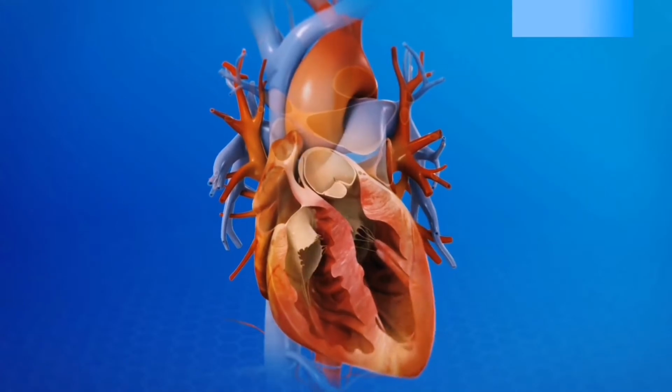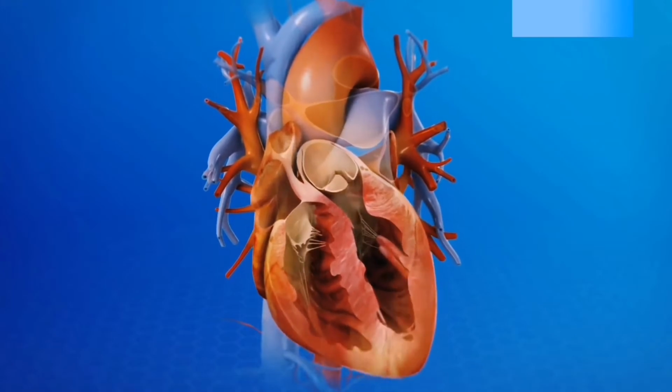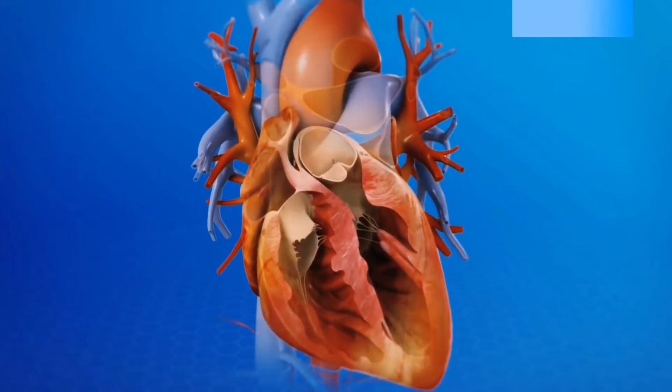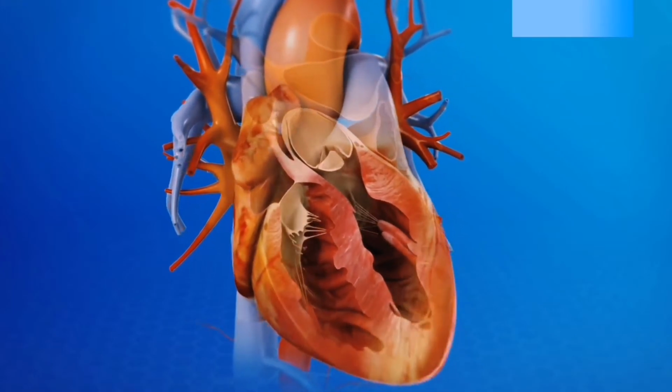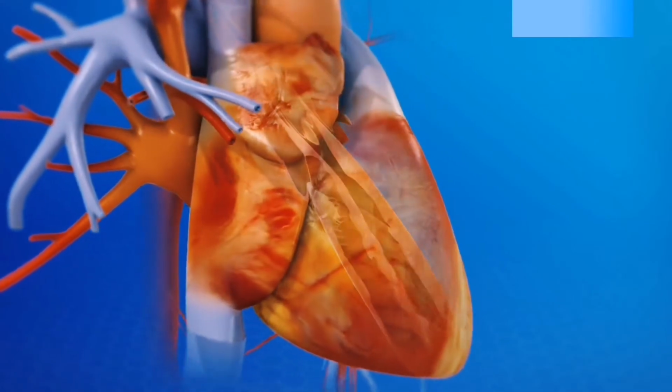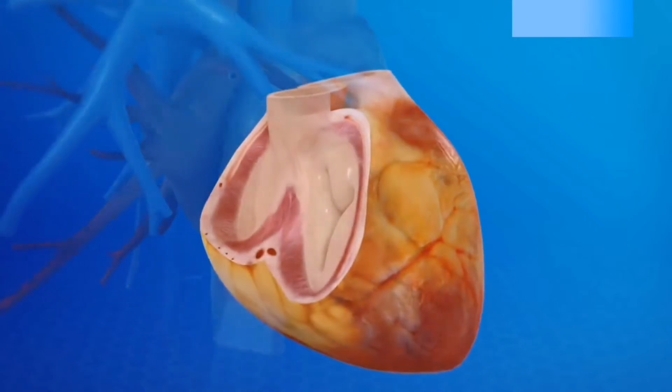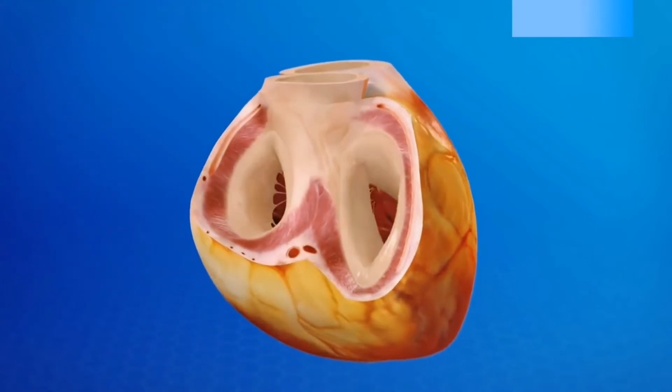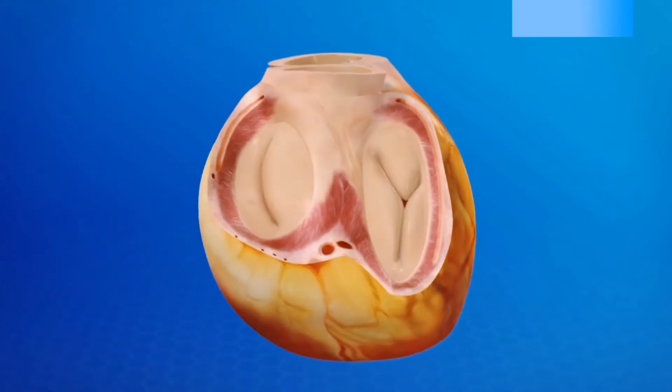Now, let's take a closer look at the valves. All of the heart's valves allow blood to flow one way, but not the other. They open to let blood pass through and then quickly snap shut. They keep blood moving in the right direction through the heart.